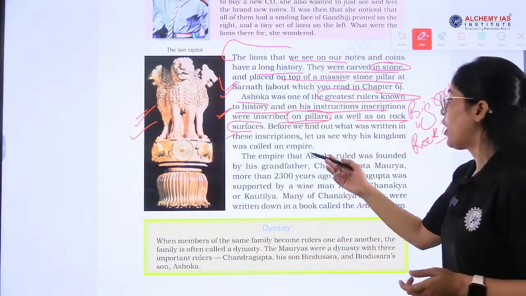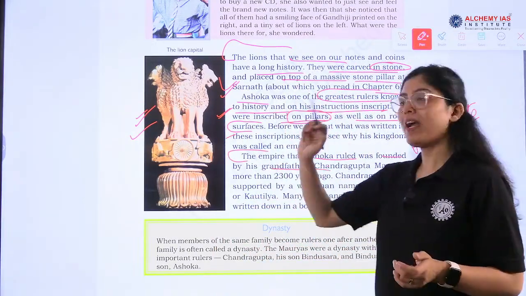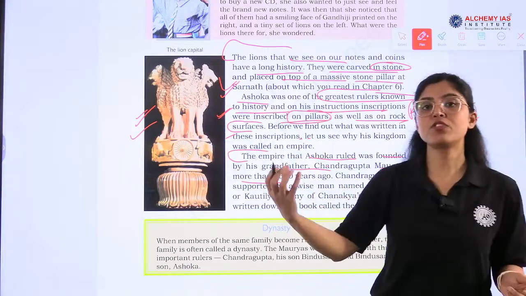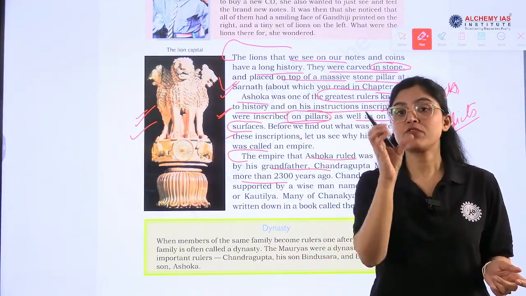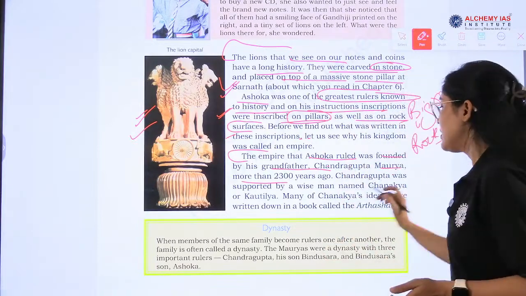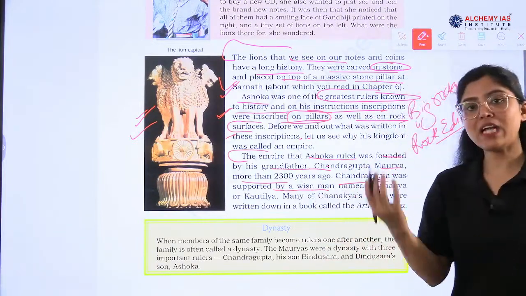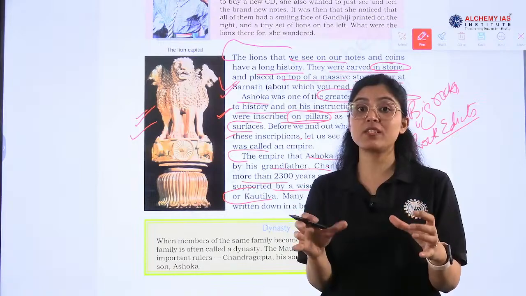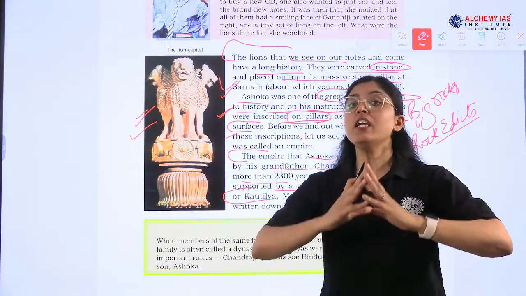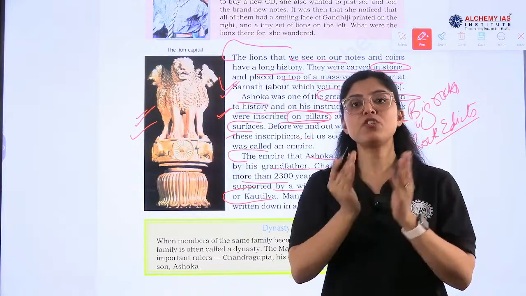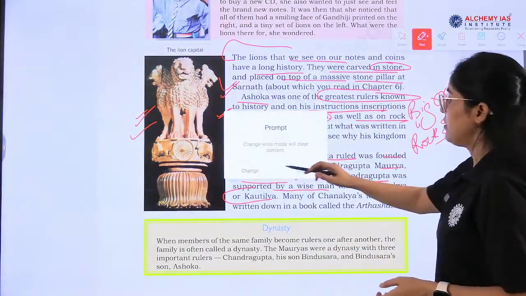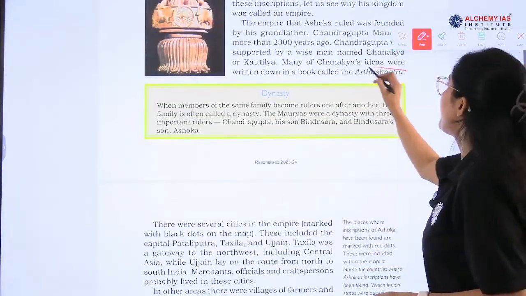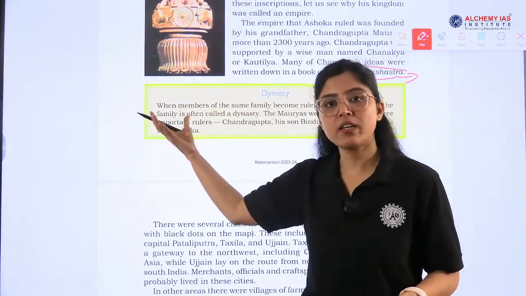Questions come from pillar inscriptions and rock edicts; they are a very important part. The empire that Ashoka ruled was founded by Chandragupta Maurya, more than 2300 years ago, and the Mauryan empire was the first greatest empire. Chandragupta was supported by a wise man called Kautilya or Chanakya, the author of the Arthashastra. The Arthashastra gave us important information regarding the administration of the Mauryan empire. It is a very important book, written by Chanakya or Kautilya.